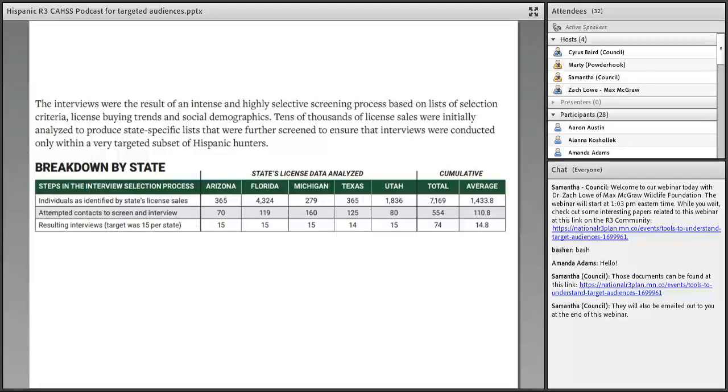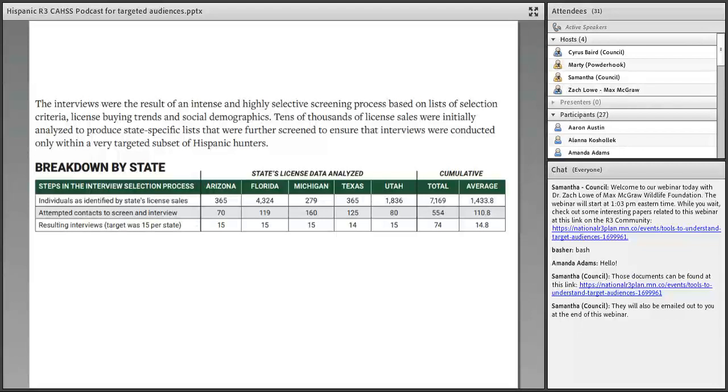And not to go through all of these individually, but what that says is there's a lot of variability from state to state. And so we had to have a methodology that allowed for some flexibility, but still standardized the state data at least into some categorical chunks that could be compared among and between states. So another interesting point here, if you look at the second line in gray, is the attempted contacts to screen and interview. So the number above that, let's look at Arizona to start with, 365 of 365 names. It took us 70 attempts to get to our target of 15 interviews per state.